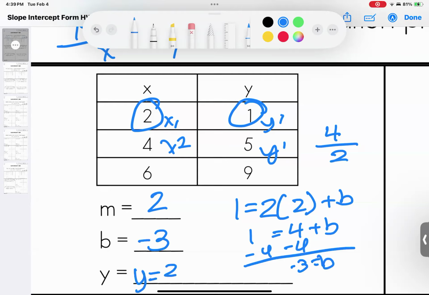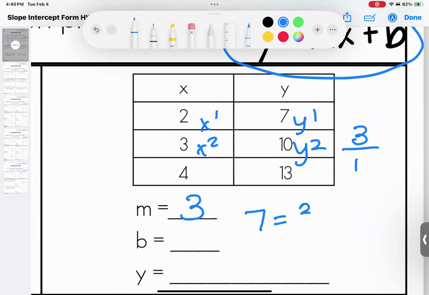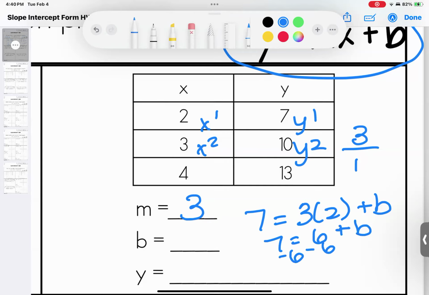So y equals mx plus b. Over here, x1, y1, x2, y2. 10 minus 7 is 3. 3 minus 2 is 1. 3 divided by 1 is 3. Y is equal to mx plus b. 7 is equal to 6 plus b. Subtract from both sides. 1 is equal to b. So y is equal to mx plus b.